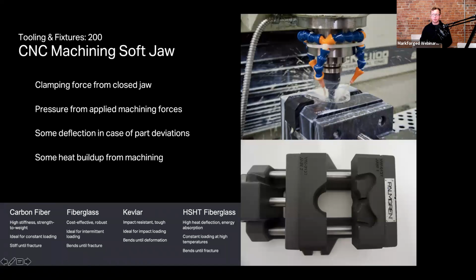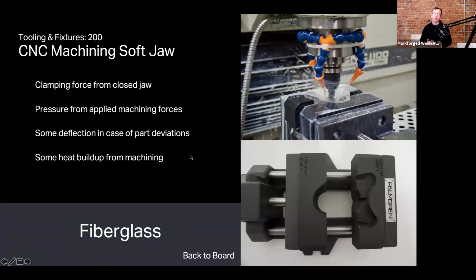Actually, this part was reinforced with... let me make sure that... sorry, I'm having some technical difficulties. There we go, with fiberglass. So Kevlar would be a pretty good choice for this as well.